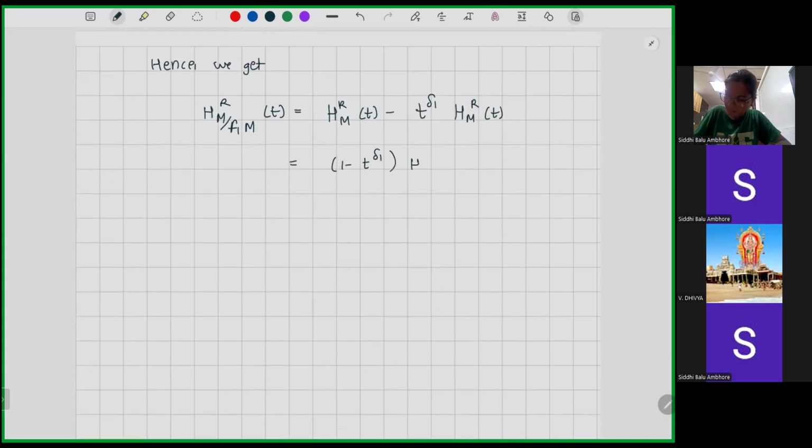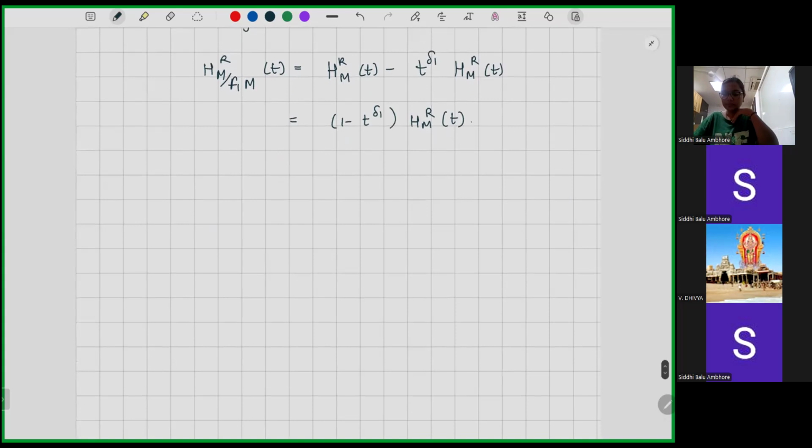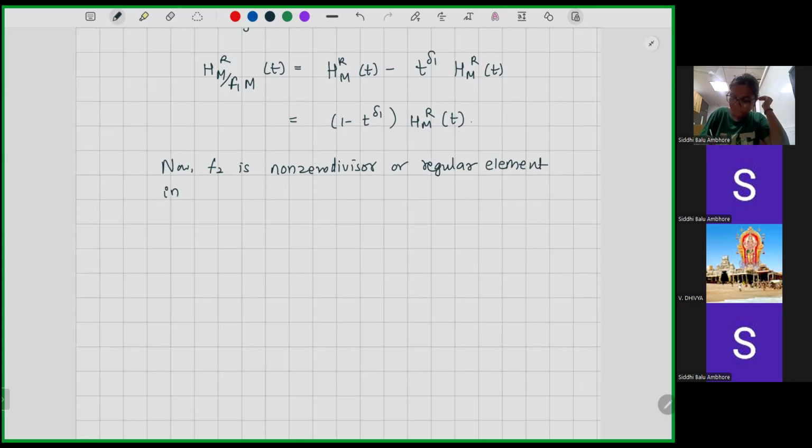Which is what? 1 minus T power delta 1 times H_M(T). And we got this. So the Hilbert series for this first regular element is this multiple of this. And now, since again F1, F2, ..., Fr is a regular sequence, F2 is a non-zero divisor, or a regular element, in M quotiented by F1M, right?